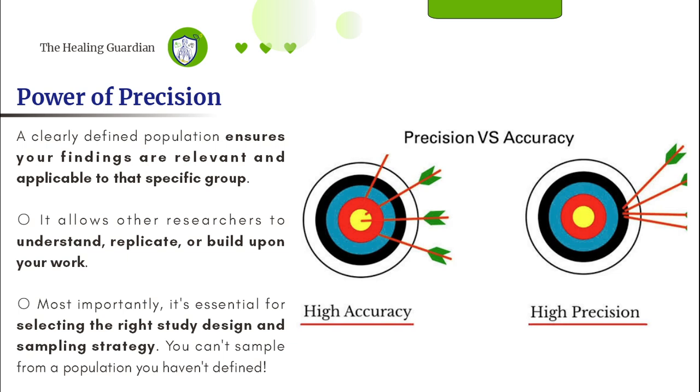Number two, it allows other researchers to understand, replicate, or build on your work. Because your population was very specific, your research is reproducible. Someone else can do the same exact research because they will use the same population you used, since it is precisely defined. Then what is most important, it is essential for selecting the right study design and the sampling strategy. You can't sample from a population you haven't defined.